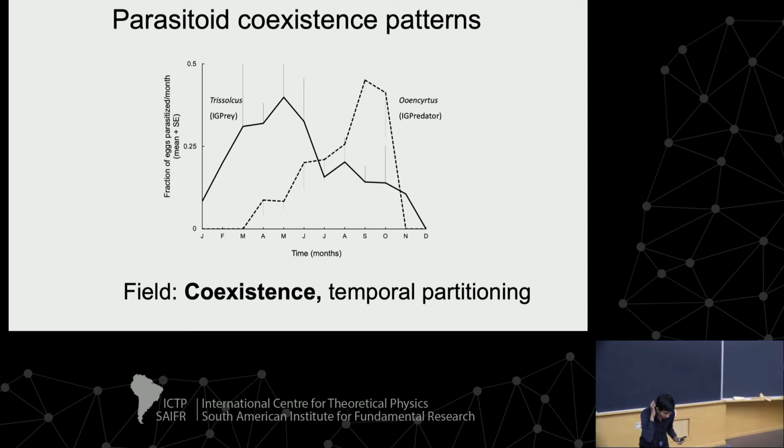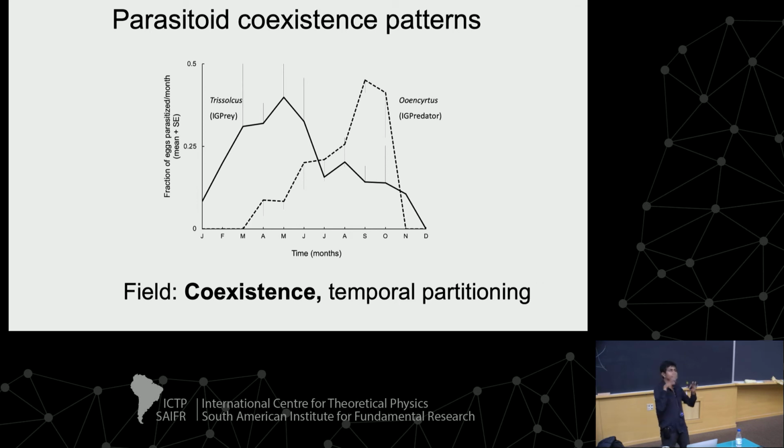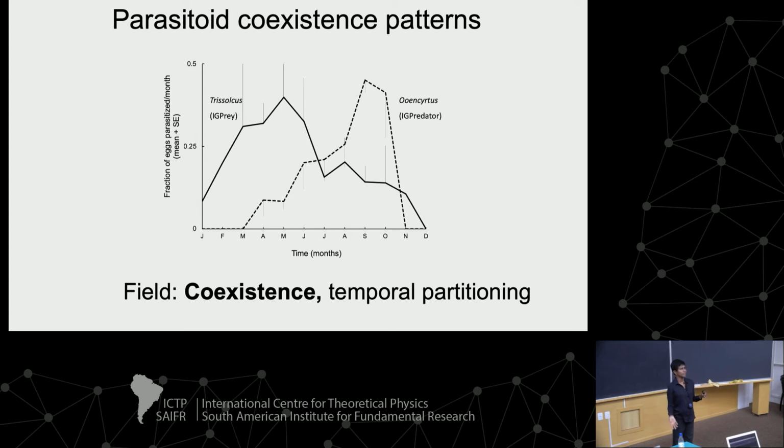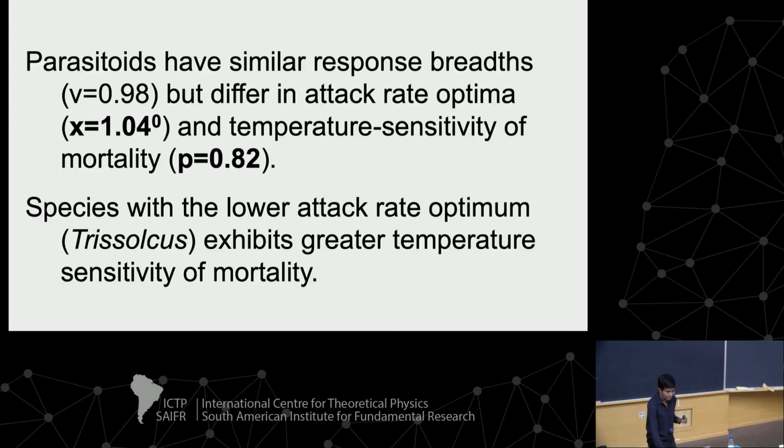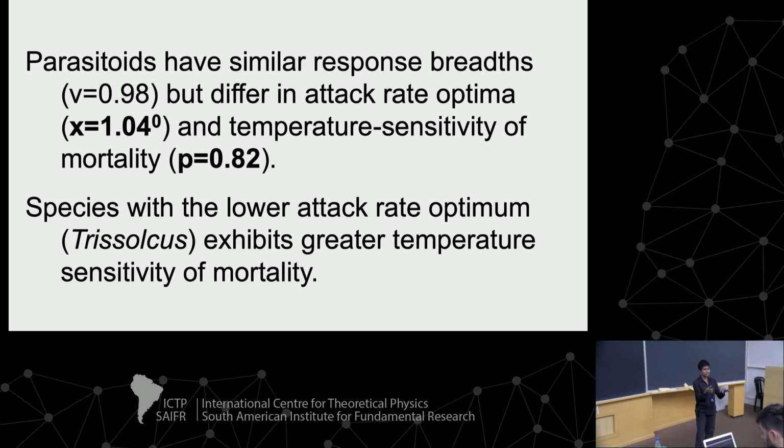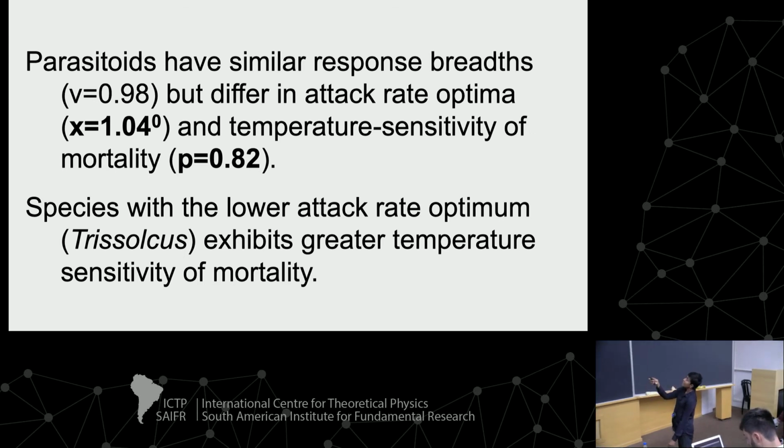And there's, of course, seasonal variation. It's a Mediterranean climate. Now, what we did was we have this data going back for many years, and we've done these tedious temperature experiments on every single character of these species. Although, you can actually get those kinds of data in the entomological literature. You could actually do these things easily. What we found out was this. The parasitoids have very similar response breadth. The V is 0.98, but they differ in their attack rate optima by about 1 degree, in terms of deviations, okay? In real absolute terms, they are actually different by about 4 degrees.